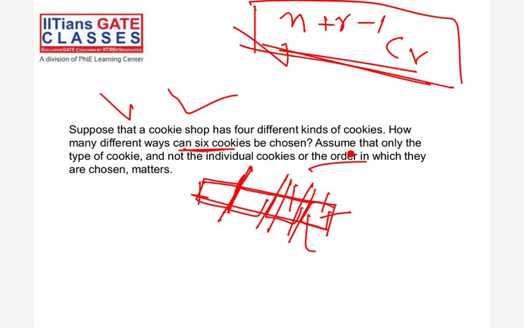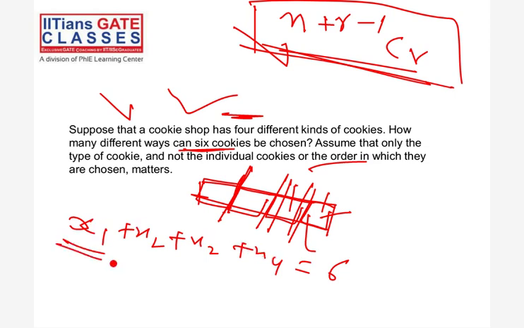Okay, and the value of n here is 4. So this is our idea basically. Whenever you solve these type of questions, you can also write them like this: x1 plus x2 plus x3 plus x4 is equal to 6. Basically this is what we want.